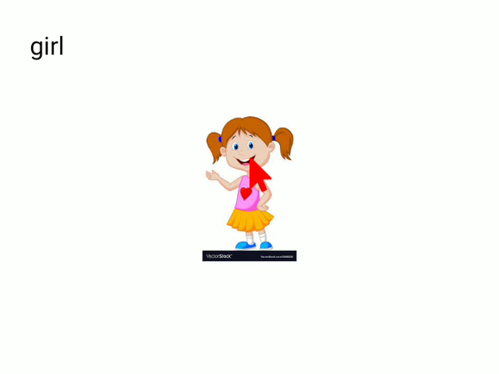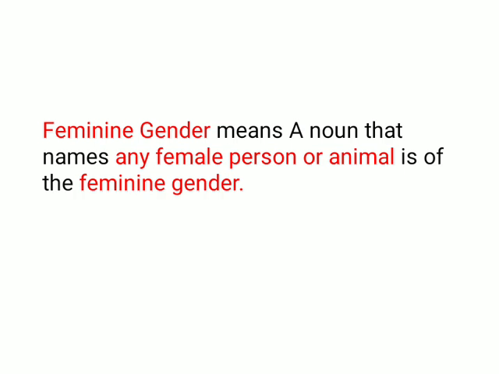Girl. Cow. Now, in this, girl and cow both are feminine gender. Okay, yes, feminine gender. Now, very important, listen carefully. Feminine gender means a noun that names any female person or animal is of the feminine gender. I repeat again, feminine gender means a noun that names any female person or animal is of the feminine gender.